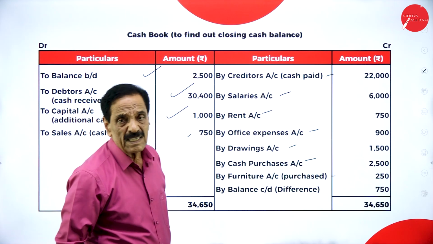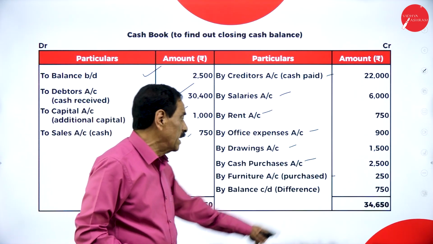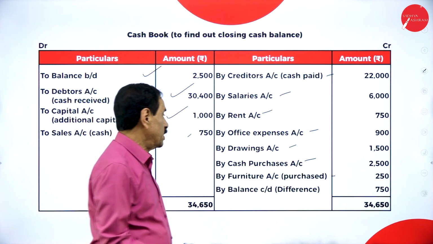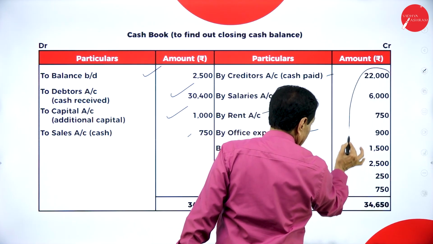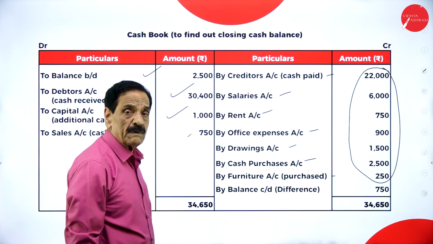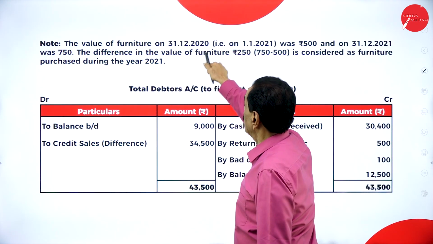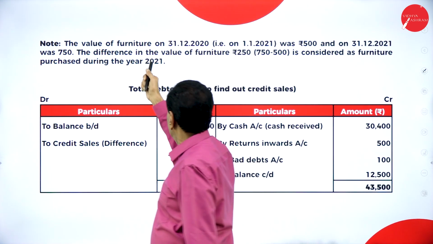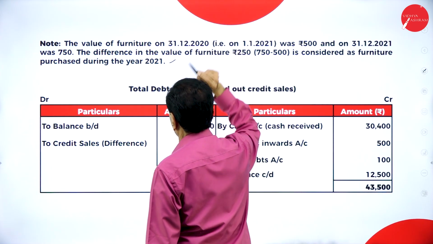Furniture purchase, that is not there. Started with 500, end with 750. How much is purchased? 250. Balance carried down is the closing balance. Out of 34,650, if we deduct all these items, we get 750 is the closing balance. Then the value of furniture on 30th December was 500 and on 31st it is 750. The difference in the value of furniture, 250, is considered as furniture purchased during the year.